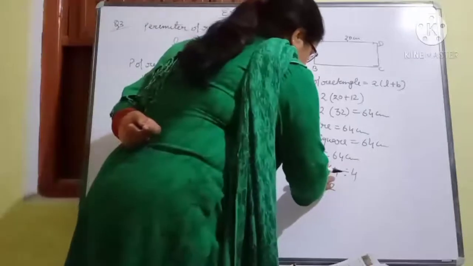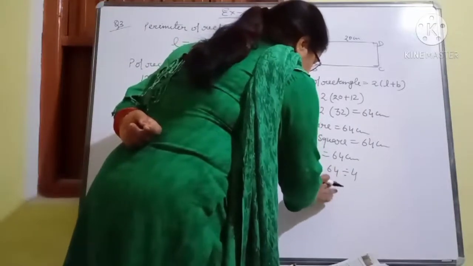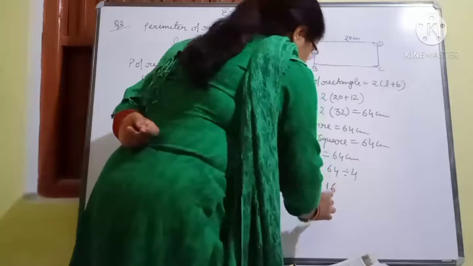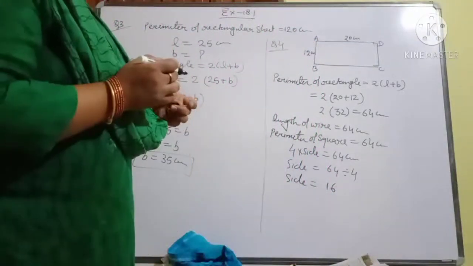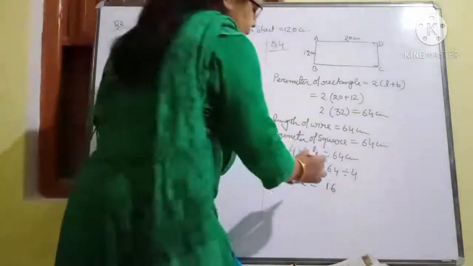4 times 6 is 24, sorry, 4 times 6 is 24. Okay, so the side of the square will be how much? 16 centimeter. So in this way we can calculate the side of the square.